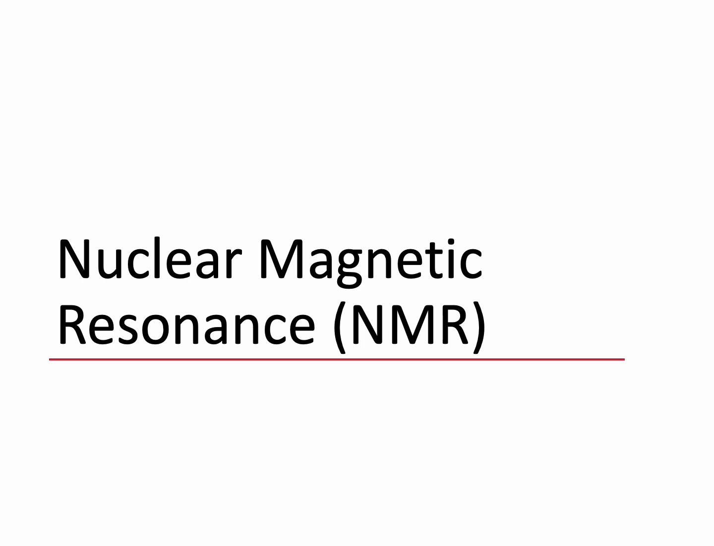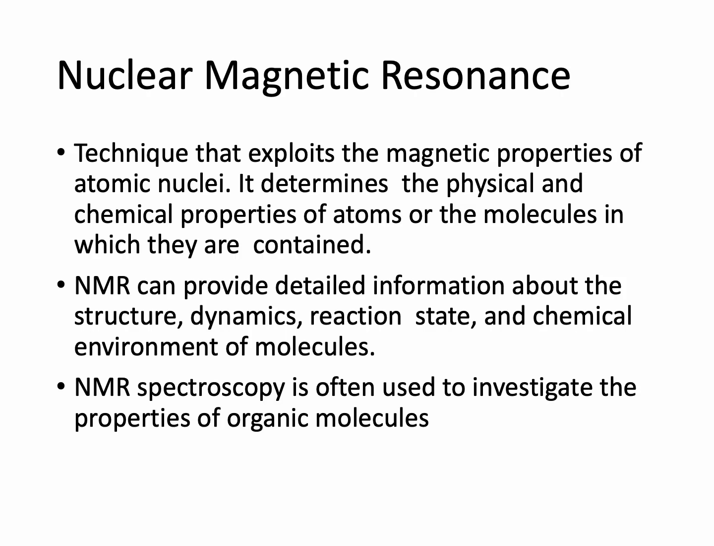What is nuclear magnetic resonance, or NMR, equipment? This is a technique that exploits the magnetic properties of atomic nuclei. It determines the physical and chemical properties of atoms or the molecules in which they are contained. NMR can provide detailed information about the structure, dynamics, reaction state, and chemical environment of molecules. NMR spectroscopy is often used to investigate the properties of organic molecules.